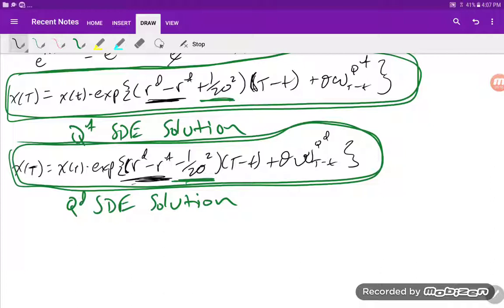Alright, with that, I'll stop this video. In the next video, we'll finally get to deriving the solution to the Garman-Kohlhagen model, so the pricing formula for a foreign exchange option under this model. We'll do that via the Feynman-Kac formula.